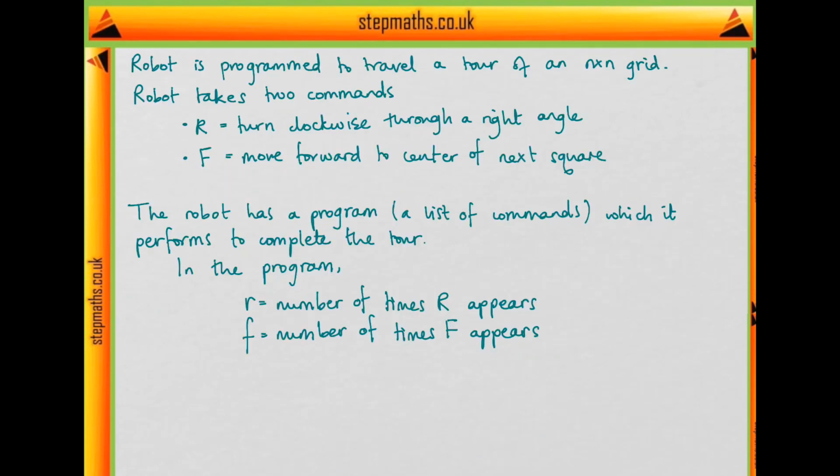Okay, so now we have a robot, and it's programmed to move along a tour of an n by n grid, and the robot understands two commands. The command R, which turns the robot clockwise through a right angle, and the command F, which moves the robot forward to the centre of the next square. The robot has a program, which is a list of commands, which it performs in order to complete the tour. The command R appears r times in the program, and the command F appears f times.